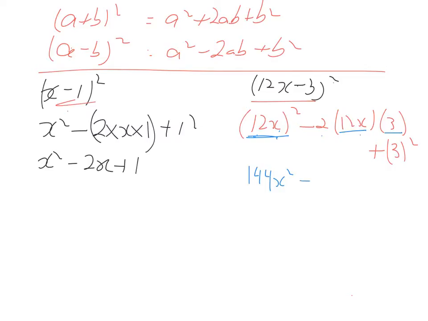Multiply that by 2, so we get negative 72x. And 3 squared is 9. So that's how we go about that. So we square all the first term, multiply the terms together and double them, and then we square the second term as well.